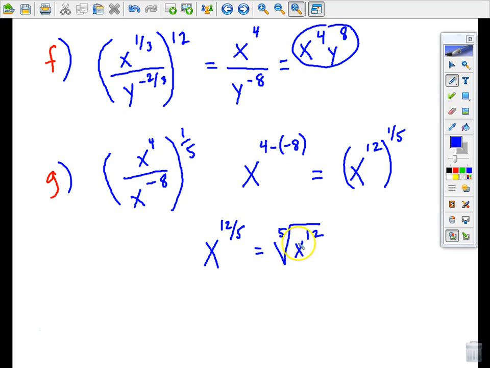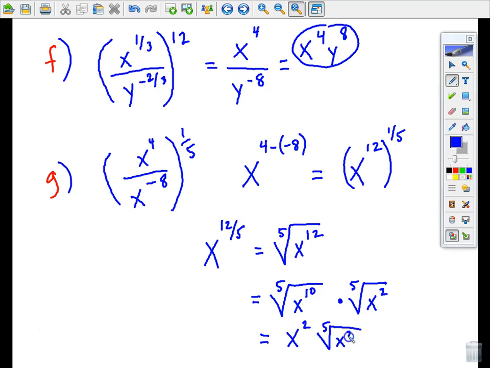I can simplify this because 5 is lower than 12, so I'm going to use two 5th root radicals. And I'm going to use x to the 10th because 5 does divide into 10 evenly. And over here, I'm going to have to use x to the 2nd. And simplifying the radicals, the 5th root of x to the 10th is x squared. And this is just going to be the 5th root of x squared. So that would be the final answer for this example G.